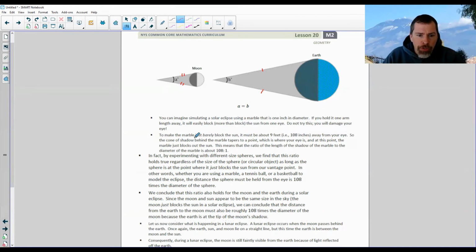So the cone of shadow behind the marble tapers to a point, which is where your eye is. And at this point, the marble just blocks out the sun. This means that the ratio of the length of the shadow of the marble to the diameter of the marble is about 108 inches to 1 inch. Okay, it's a 1 inch marble and it's 108 inches away. So it's a 108 to 1. Okay, so I'm just going to delete stuff as I go here.